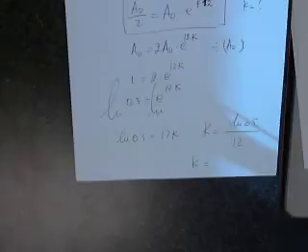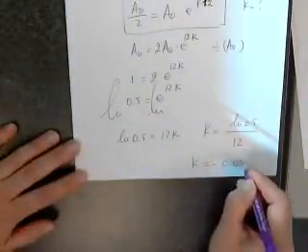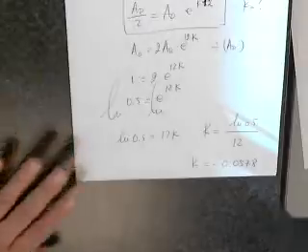Okay, so I don't see anything, so I can't plug in anything. Oh, okay, got it. Okay, sorry. So natural log 0.5 divided by 12. Good. So negative 0.0578.